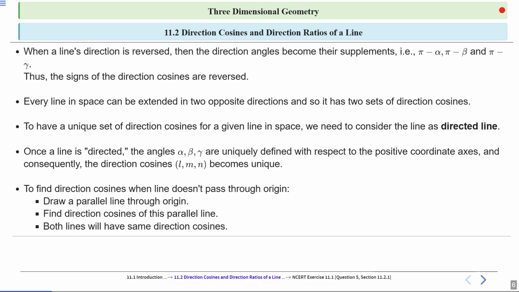Finally, it's important to note that both the original line and the parallel line through the origin will have the same direction cosines. Okay, so this method ensures we can always determine the direction cosines for any line in space, even if it doesn't pass through the origin.